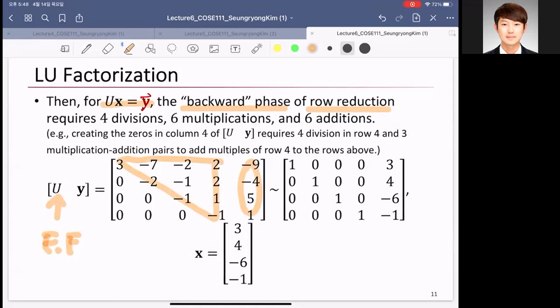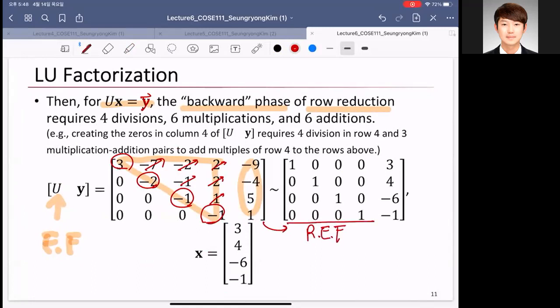What was the backward phase? We want to hold the pivot position as 1 and eliminate the upper part to generate the REF form. Then this part is going to be our solution x, which is going to be 3, 4, negative 6, negative 1.